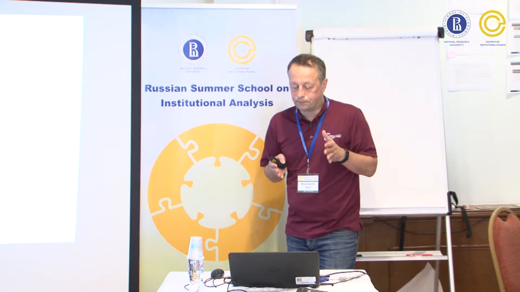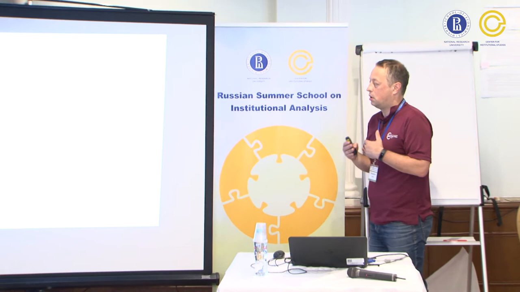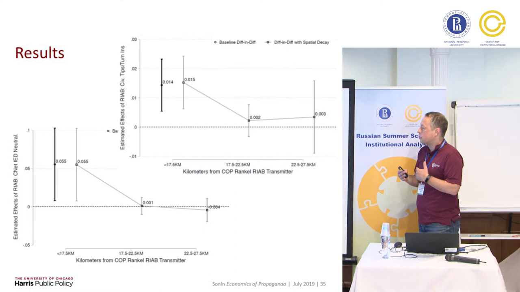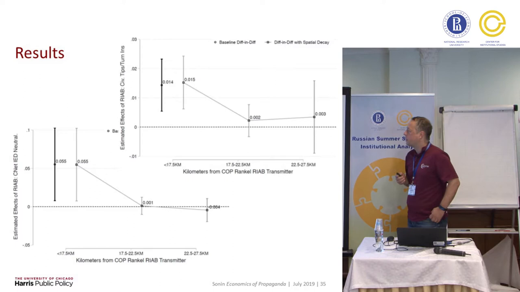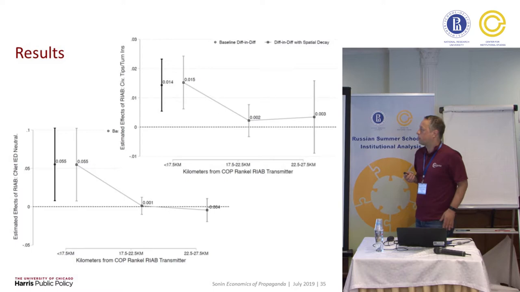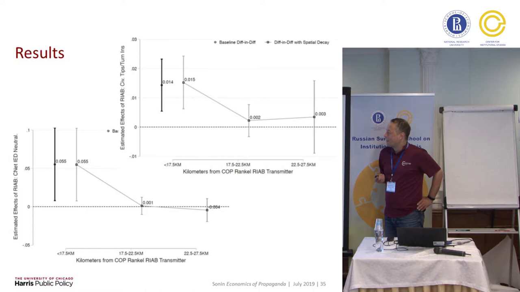Then we establish that there is actually strong evidence that the distance played a big role. Closer than 20 kilometers, there is a big impact of the differential access to the signal. After 20 kilometers, it doesn't have any impact. So this paper is very much still a work in progress. It's not yet even put out as a working paper, but this is the kind of thing that people try to do when they try to understand the causal effects of propaganda.